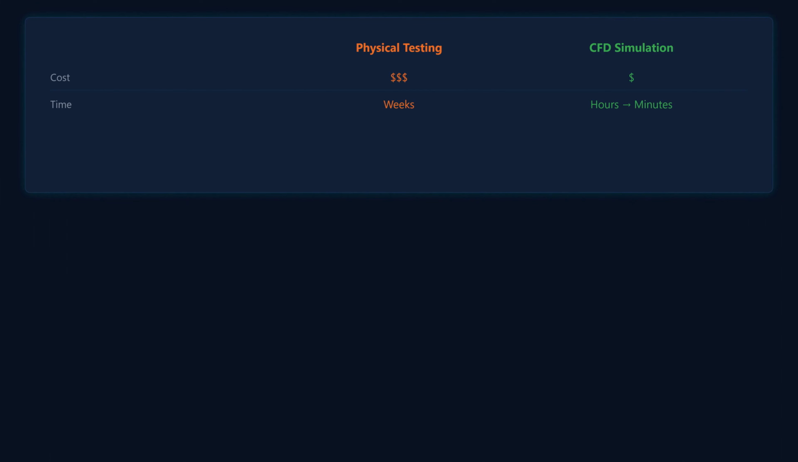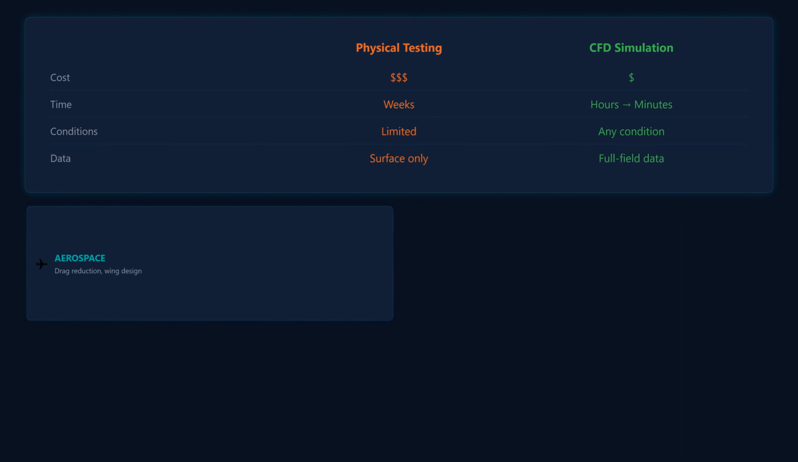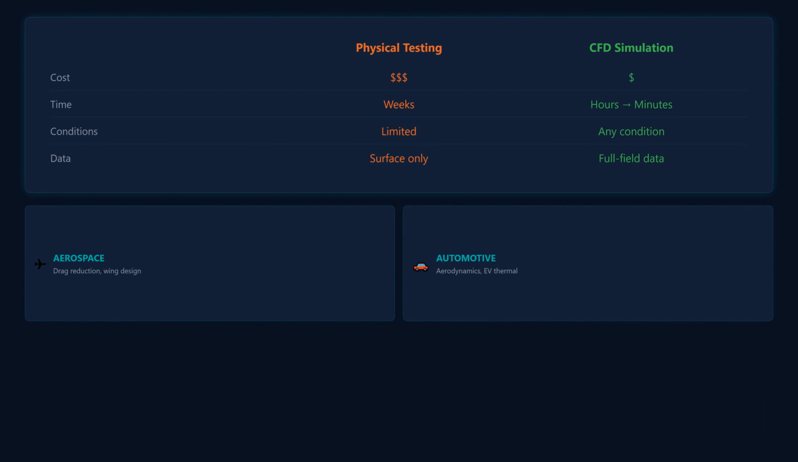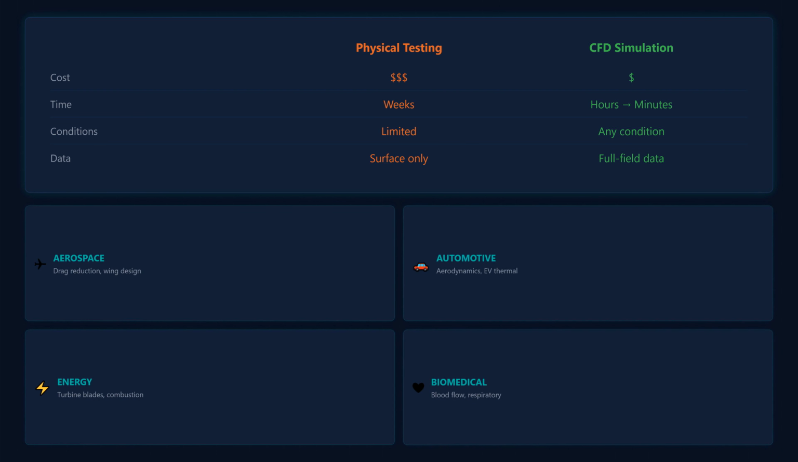CFD saves money, time, and sometimes lives. A wind tunnel test costs tens of thousands of dollars. A CFD simulation runs on a workstation overnight. CFD also lets you explore conditions impossible to test physically: hypersonic reentry, internal combustion, blood flow through a diseased artery, and it gives you the full picture.